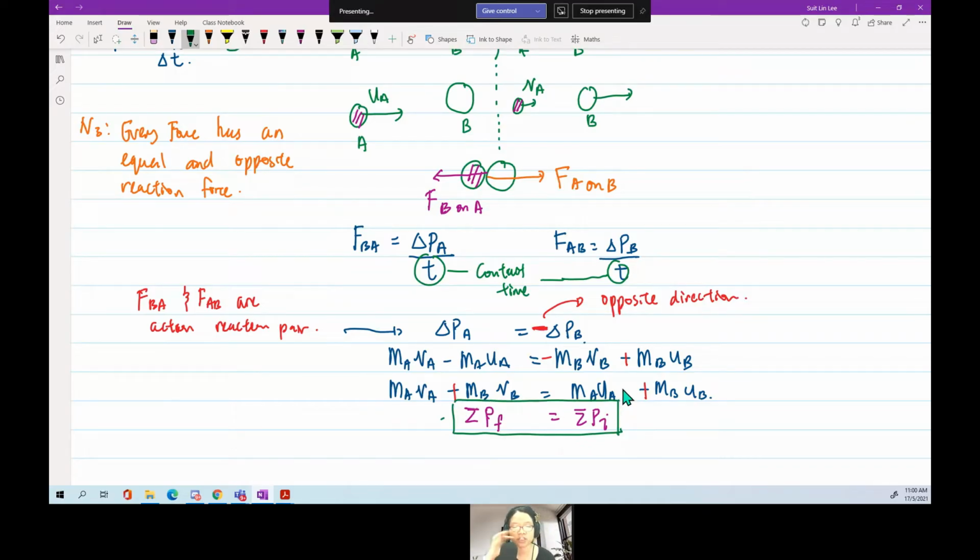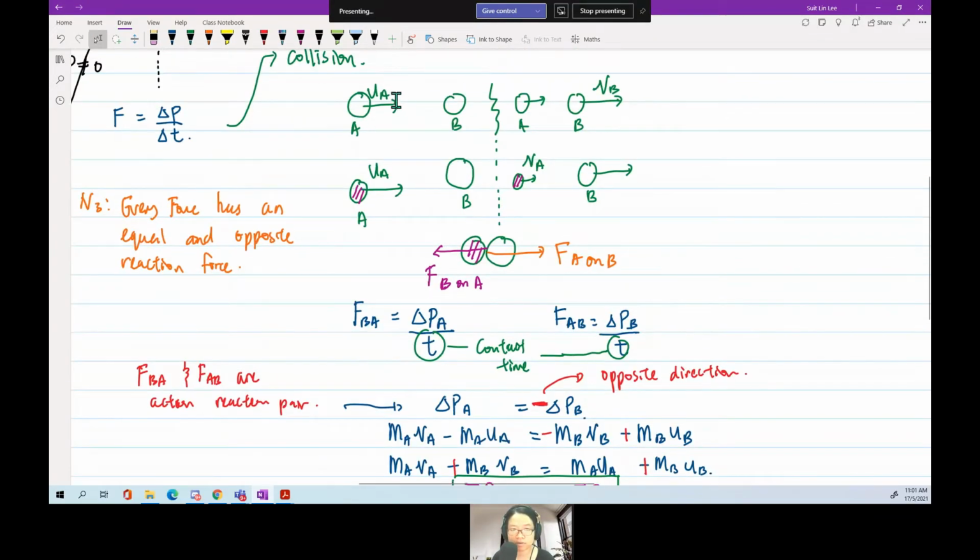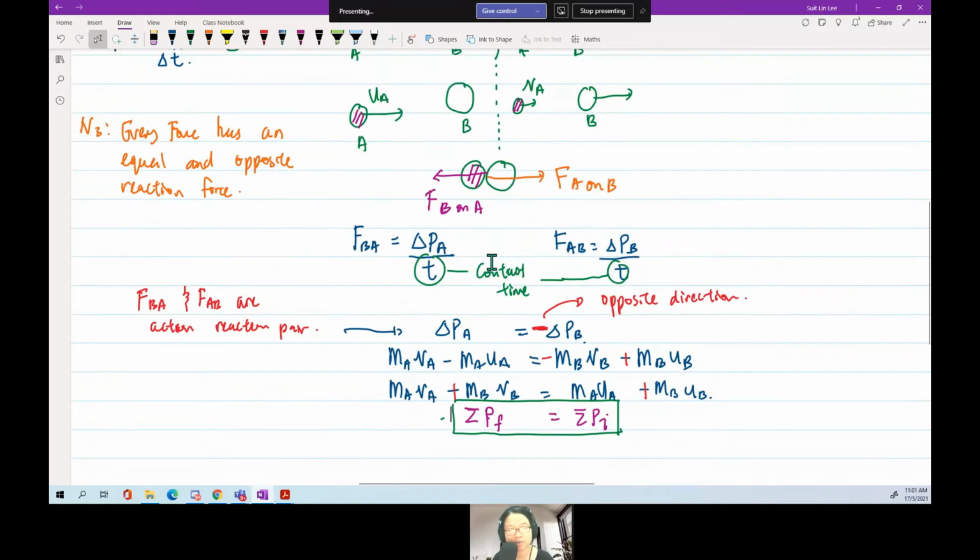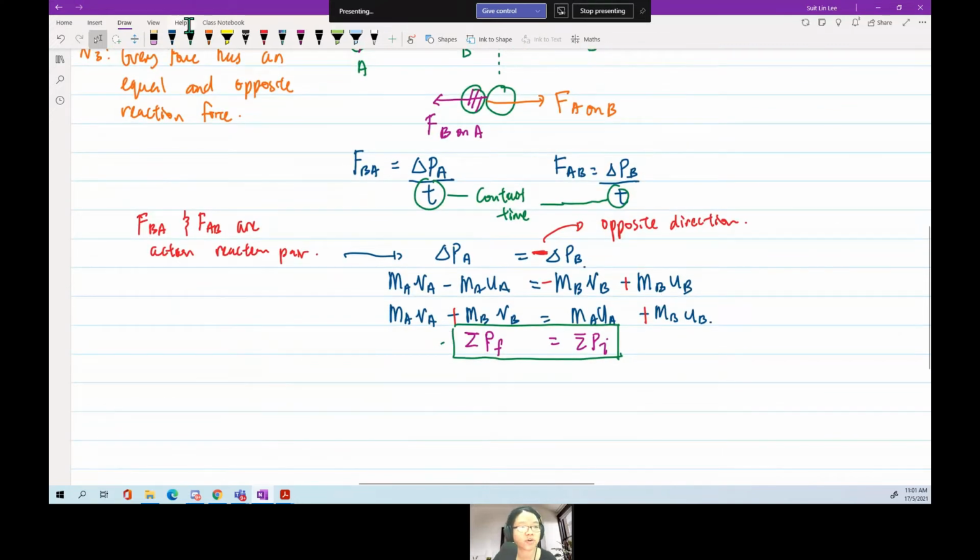This is a combination of all three of Newton's laws. When two things are moving, they will continue moving until they collide with each other. When they collide, they will exert an equal and opposite reaction force on each other. And since we know force is change in momentum over time, the force will have the same magnitude in change, but opposite direction. And finally, we arrive at this equation for conservation of momentum.